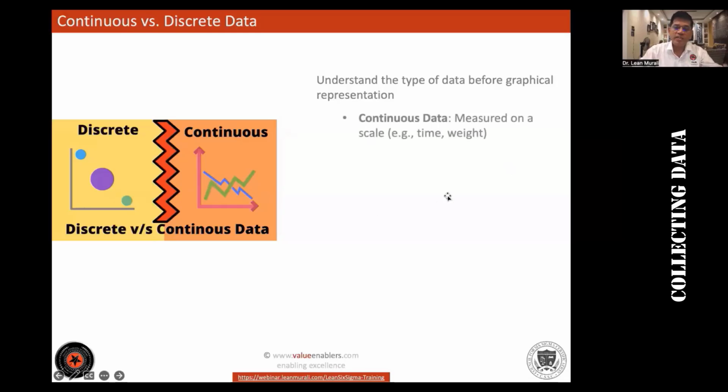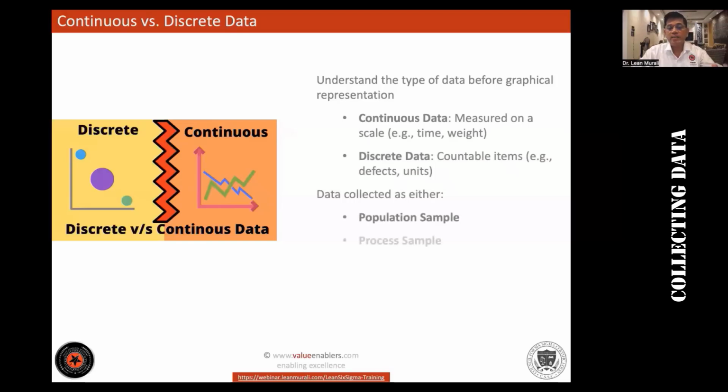We said continuous data, we have understood this with the time and weight example. Discrete data, we have understood this also. So data is collected from a population sample or a process sample. What is a population sample? Something which is already produced, and then you collect the data from that. Or you have a running process and from there you collect the sample. So the type and collection method determine the graphical display and analysis. Later on we are going to see how this collected data can be represented graphically.